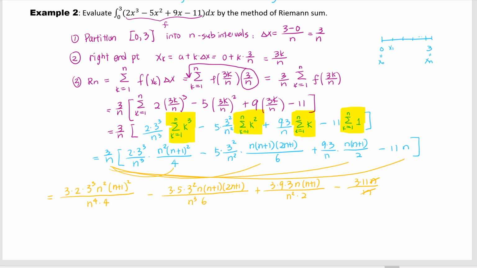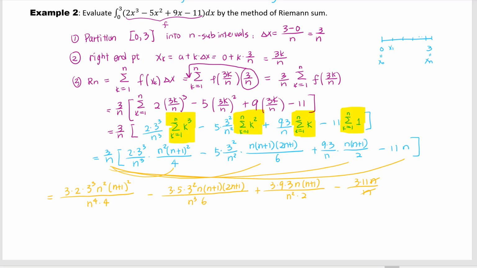Ooh, n cancel. So let's check. Make sure you see that in each term, the degree of the numerator equals the degree of the denominator. That's always the case when you integrate a polynomial. In the final exam, when I ask you to evaluate a definite integral by the method of Riemann sum, I will always give you a polynomial up to degree 3. So you can expect a similar problem, just with different coefficients, but you use the same steps. Alright, so that is Rn.